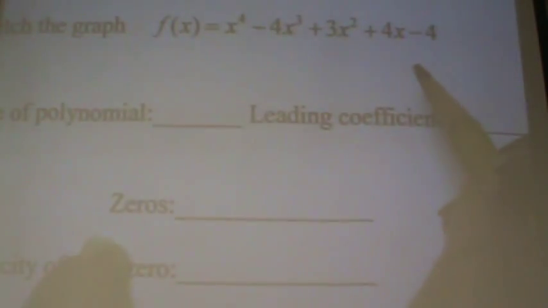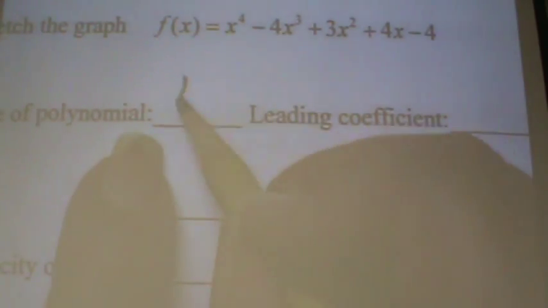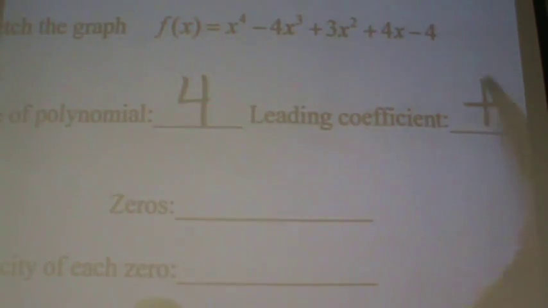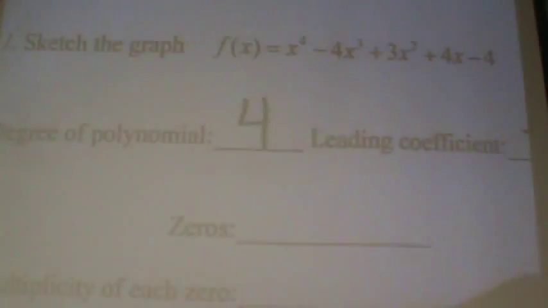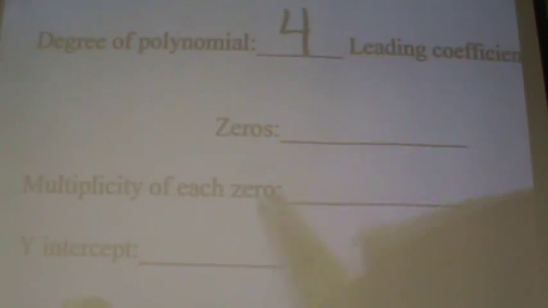Okay? Now the last 2 on the back, what you need to do is figure out how to factor this completely. So the degree of this polynomial is 4. The leading coefficient's positive. The zeros and the multiplicity, we have to use the PQ test. And the y-intercept, that's pretty easy. It's 0, negative 4.